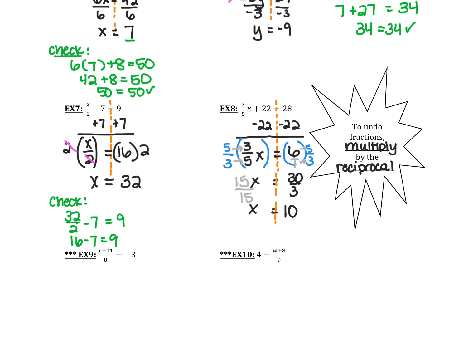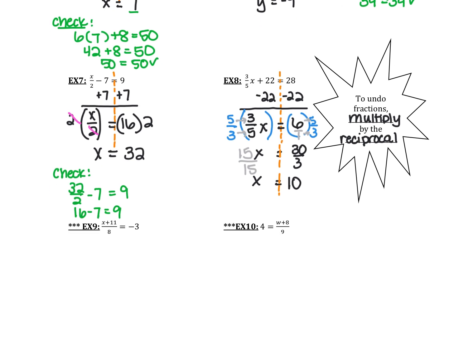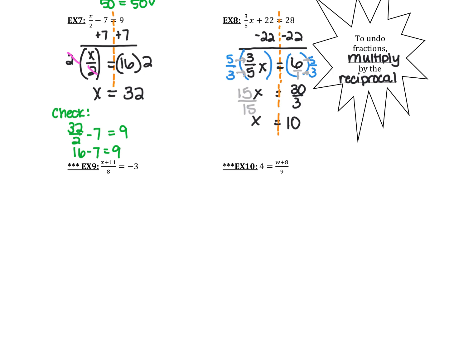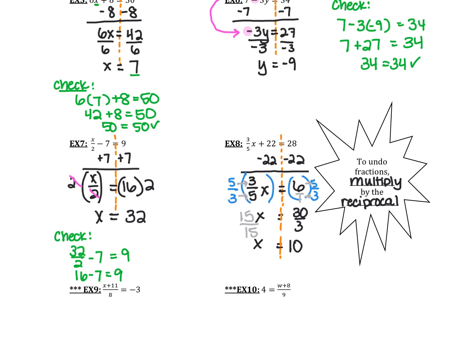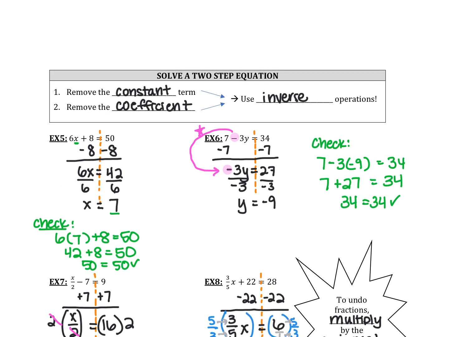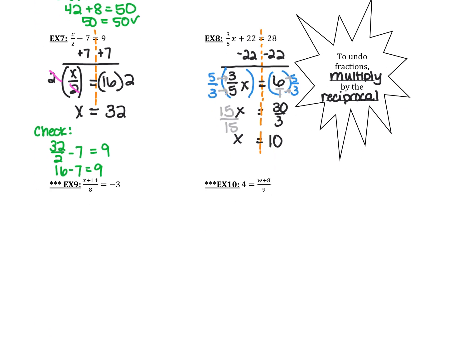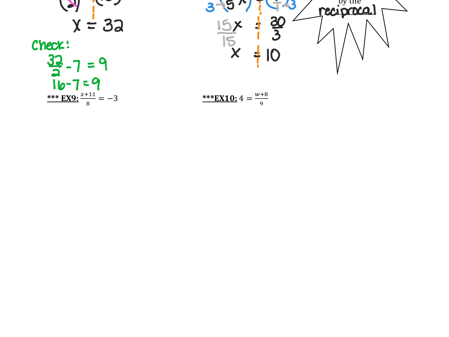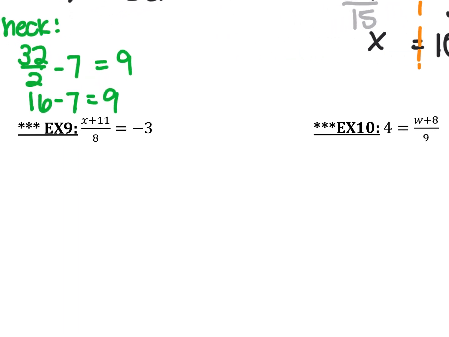Now you'll notice I put 3 asterisks by these next problems. That's because they follow a slightly different order. Up above, we said if we want to solve a two-step equation, we remove the constant term and then the coefficient using inverse operations. However, these two problems are set up a little bit different. The reason they're set up different is because they're set up as an entire fraction, as an entire fraction, there are parentheses around a numerator.